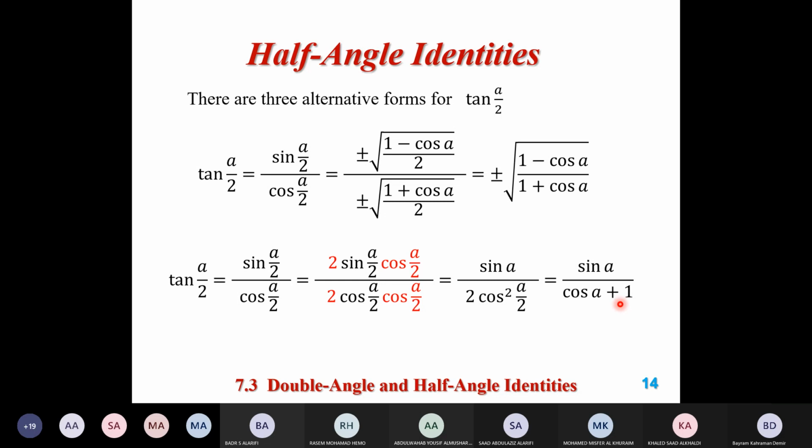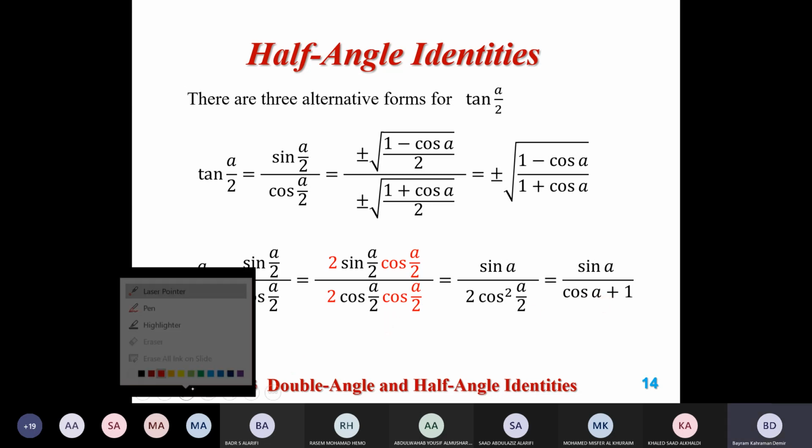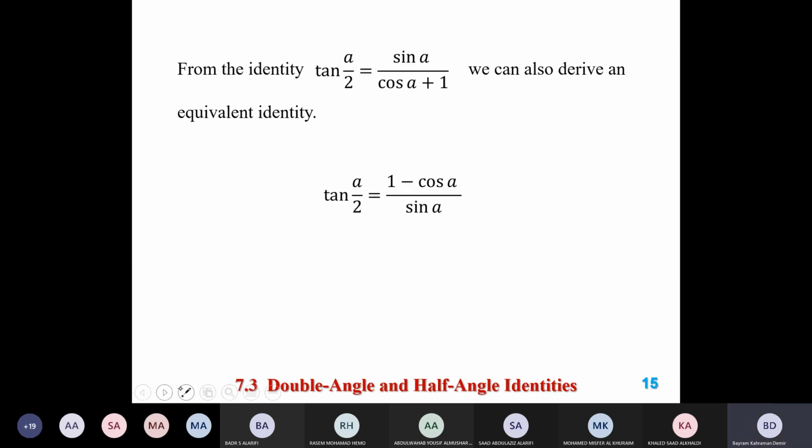2 cosine square A over 2 is equal to cosine A plus 1, Shabab. So that is another option for tangent of half angle, Shabab. Sine A divided by 1 plus cosine A. So we just put it here for you. Either sine A over 1 plus cosine A or 1 minus cosine A over sine A, because they are equal, huh?